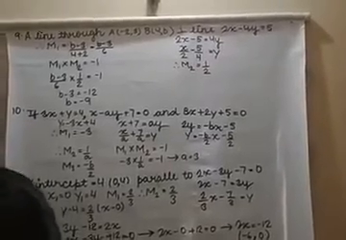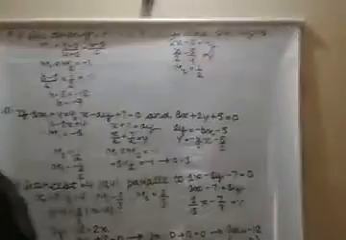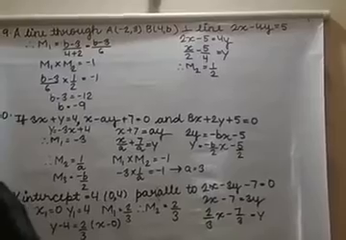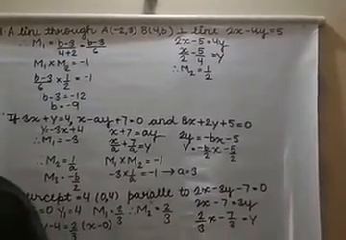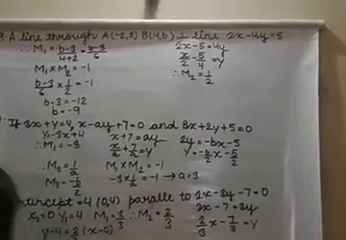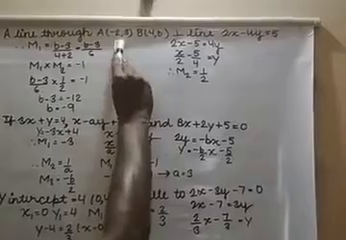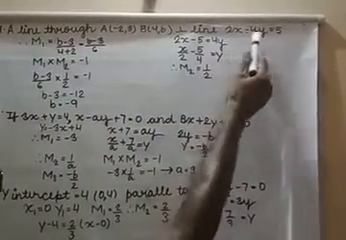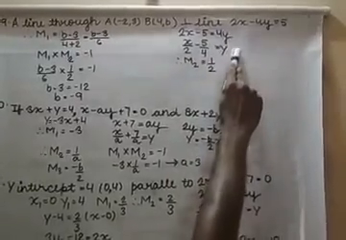Now we are starting with question number 9. The line through A(-2, 3) and B(4, b) is perpendicular to the line 2x - 4y = 5, and we have to find the value of b. See here, a line through A and B, (-2, 3) and (4, b), is perpendicular to the line given by this equation.